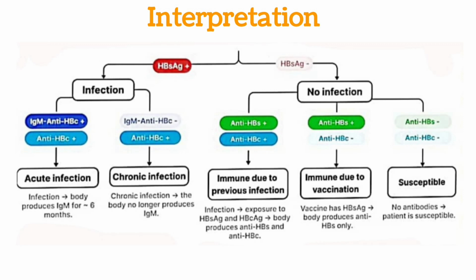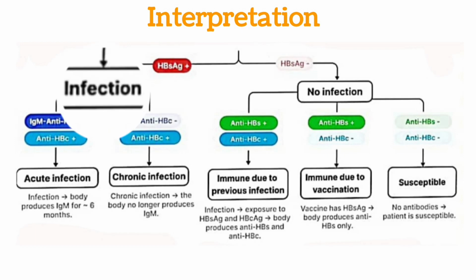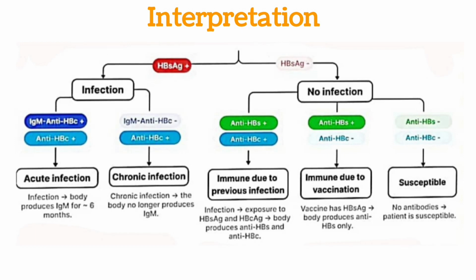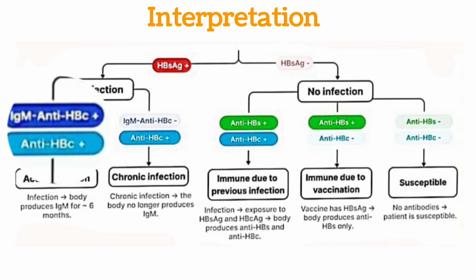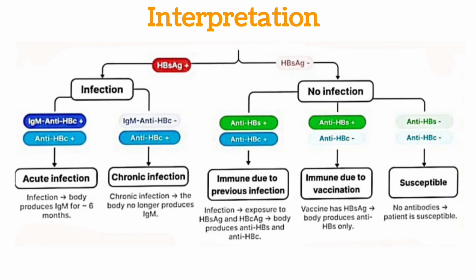Now, we will discuss the interpretation of hepatitis B serology. Firstly, if hepatitis B surface antigen is positive, then it is a sign of infection. Now, we will see hepatitis B core antibody and its types. If hepatitis B core antibody is positive and type IgM is also positive, then this indicates acute infection.